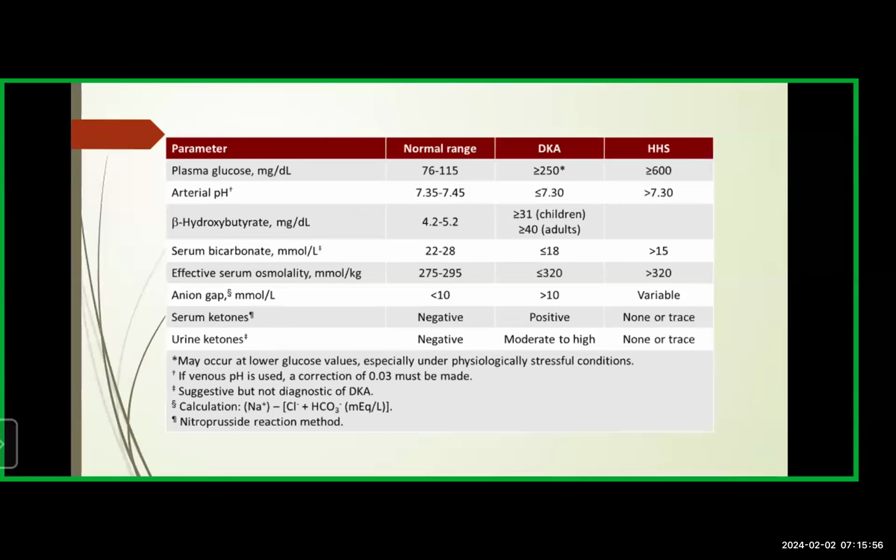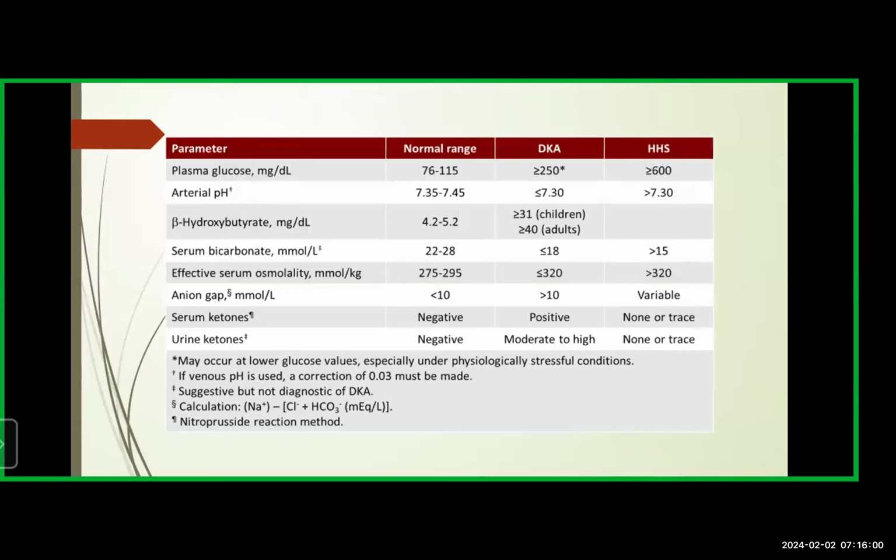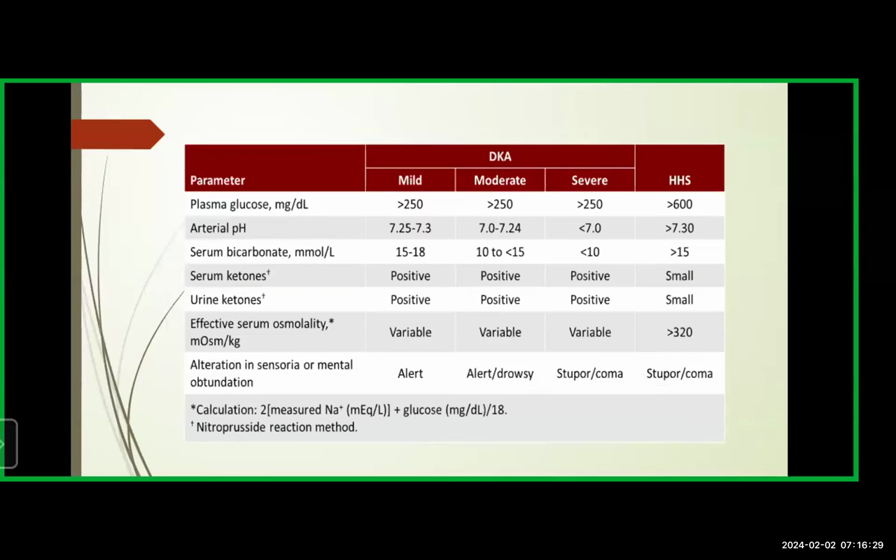Now, these are the ranges and the parameters differentiating DKA and HHS. Of course, because of the ketoacidosis, we expect that the pH will be lower in DKA compared to HHS. Then ketone bodies such as hydroxybutyrate, we expect that it should be seen in DKA and not in HHS. Even the serum ketones and urine ketones will be profoundly seen in DKA when compared to HHS.